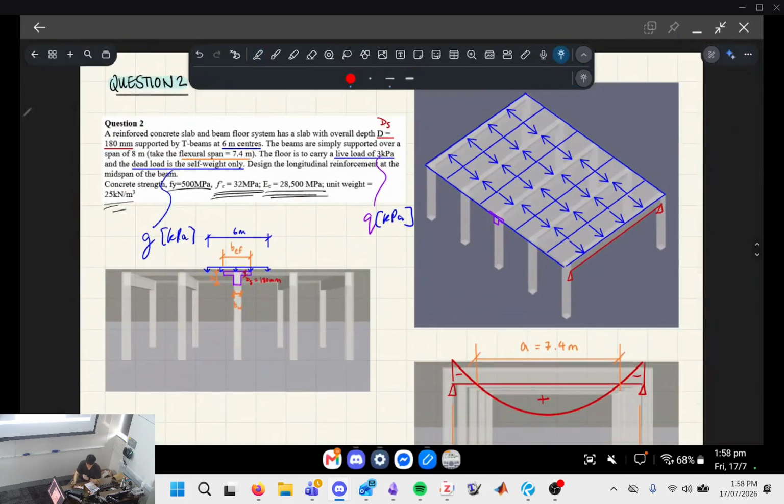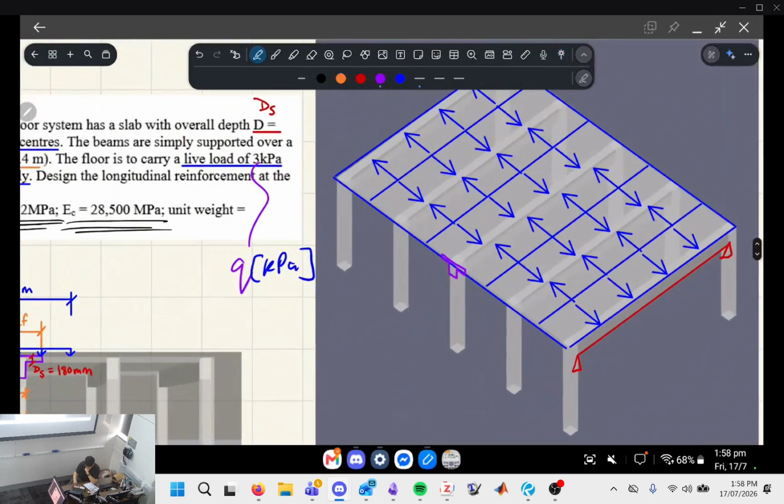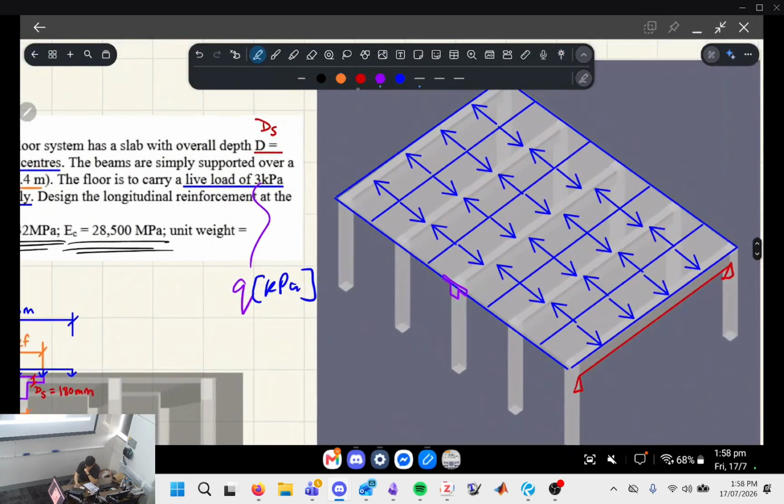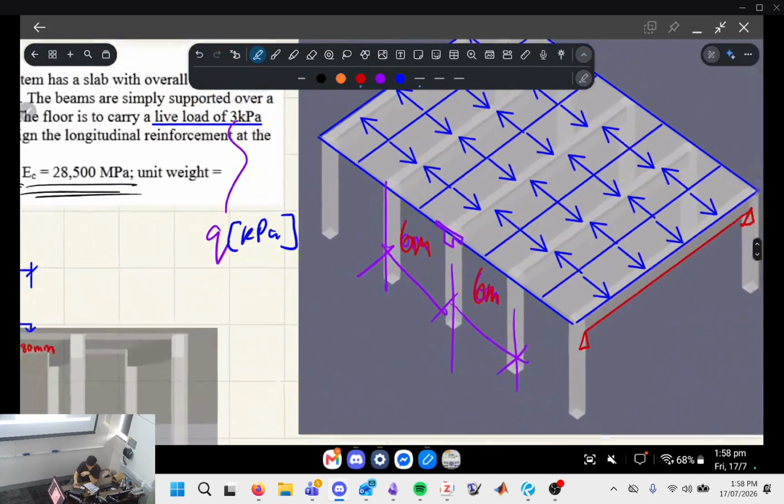The first thing you have to realize is the idea of tributary width. If you think about it, we've got 6 meters between this column and this column, and between the beams as well. That's going to be true on both sides. I should probably use a different color so it's easier to see that number. So that's 6 meters and that's 6 meters.